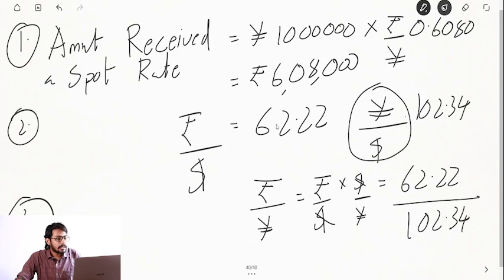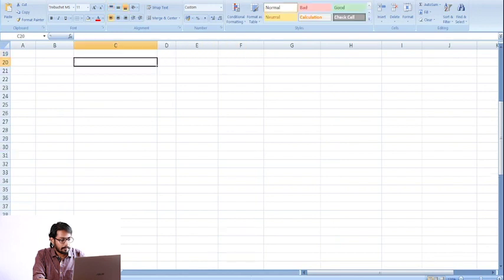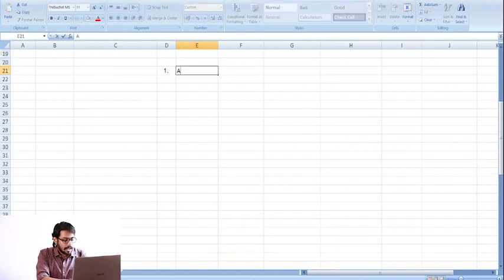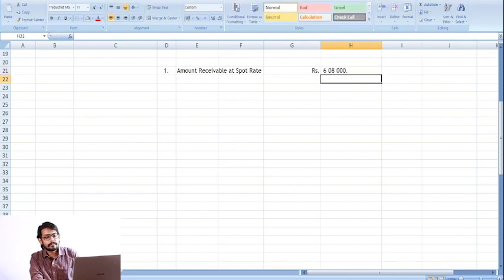This is the amount receivable. Amount receivable accounted at spot rate. Okay, so I think the question gets a little lengthy. Let's use Excel. Part 1, amount receivable at spot rate is rupees 6,08,000.